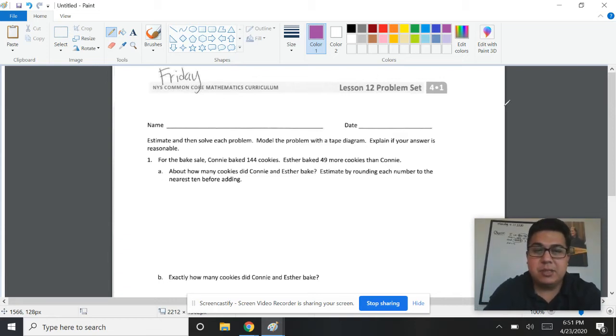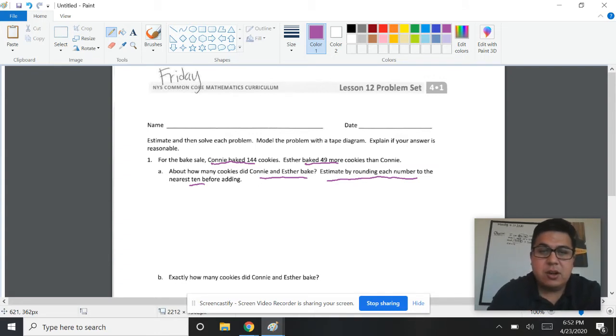All right, there's a couple things that are important here. One, we know how much Connie baked. We also know how much Esther baked. But in this question, they're wanting us to find out how many cookies Connie and Esther baked together. And then they also want us to estimate by rounding to the nearest 10. Now, a great strategy to do on this one is a tape diagram.